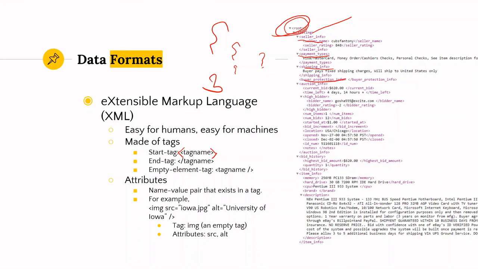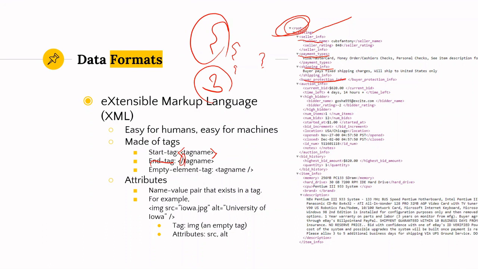Okay. And in case of JSON, the curly braces were the ones that defined where the object begins and where the object ends. In case of XML, we just have tags. A start tag is basically a tag name within angle brackets. And an end tag is the same as the start tag, except that we have a forward slash in front of the tag name.